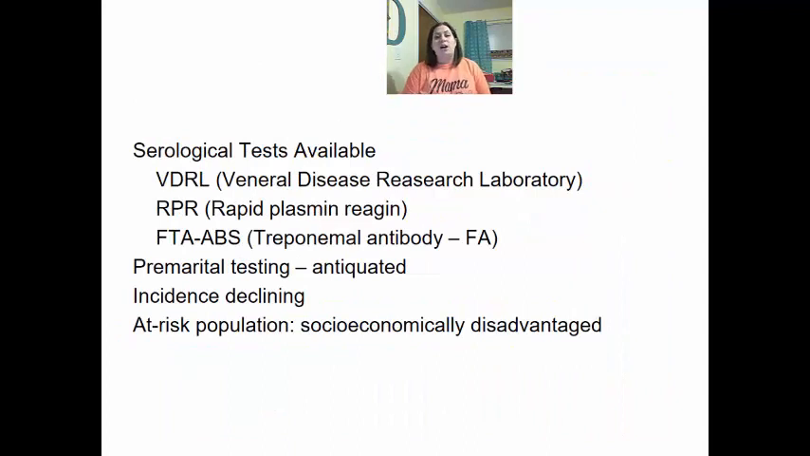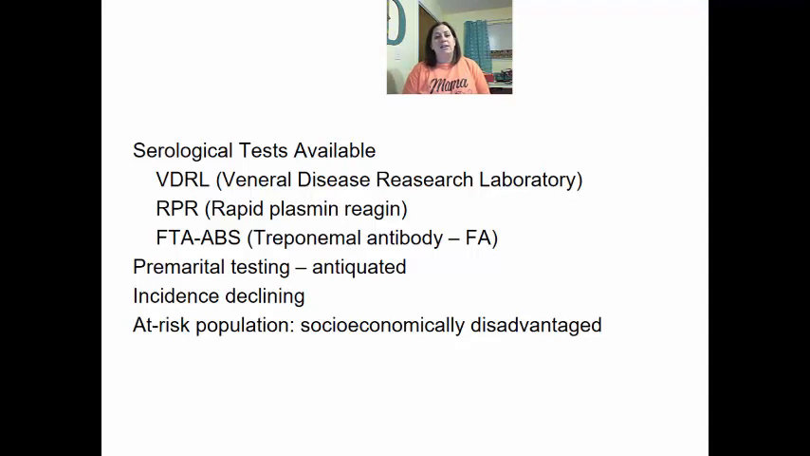There are serological tests available. We see that we can do Venereal Disease Research Laboratory, or VDRL. There's also the RPR, which is the Rapid Plasma Reagin. We also have FTA-ABS, which is the fluorescent treponemal antibody absorption test. These are all ways that we can test serologically for syphilis.